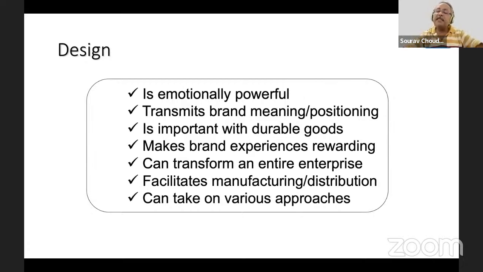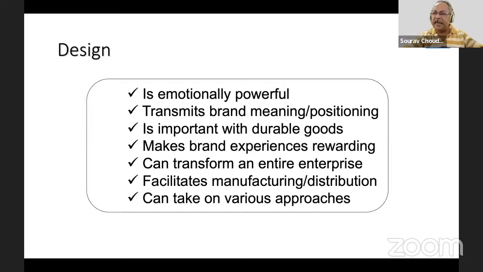Okay. Makes brand experience rewarding. If you have a great design, okay, your experience as a customer is great. Okay, it's very rewarding. Okay. So it can transform an entire enterprise. If your designing department is great, it transforms the whole company. Okay. Every product which comes out from that organization has a great design and people prefer them. Okay. Think about even Apple. Every product that comes, you can never say it has a bad design.